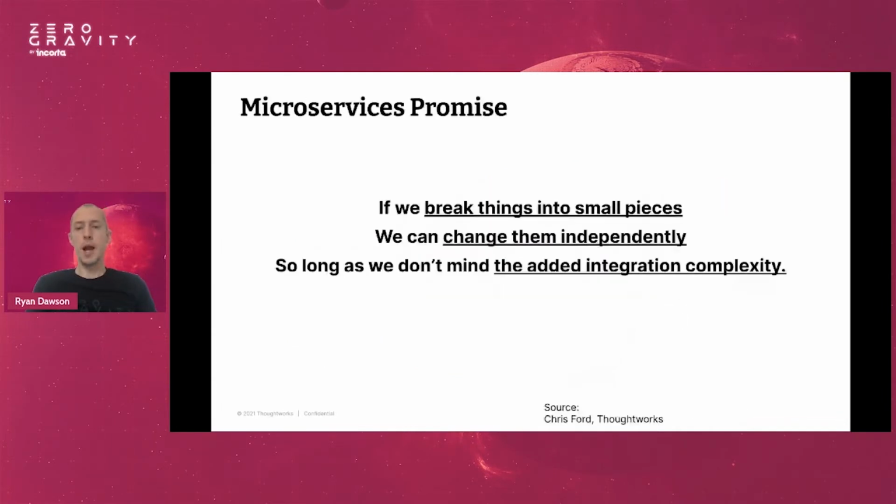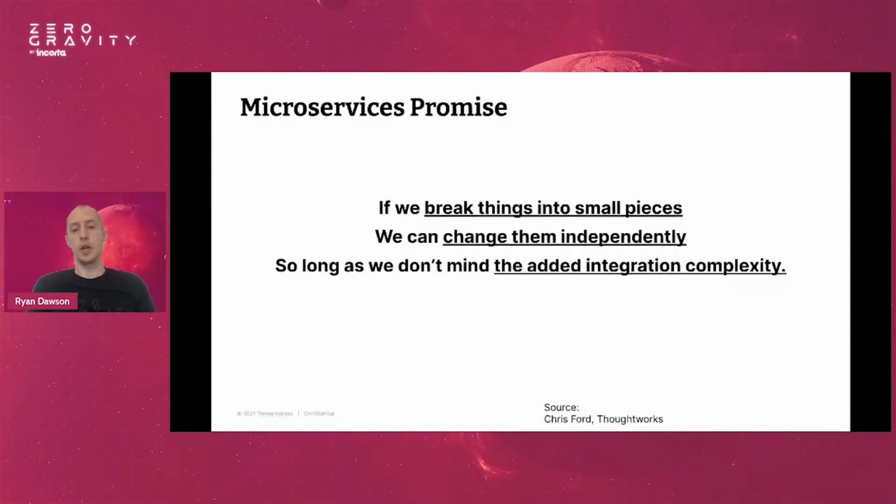Microservices are a useful comparison for data mesh, but there are also differences. All architectural decisions involve trade-offs. Here's a great way to think of the core trade-offs of microservices, courtesy of my ThoughtWorks colleague, Chris Ford. If we break things into small pieces, we can change them independently, so long as we don't mind the added integration complexity. The "so long as we don't mind" bit is important. If you break things up, then there's a bit more cost to making the pieces work together.